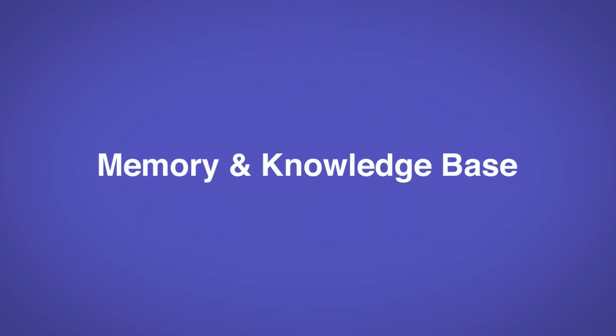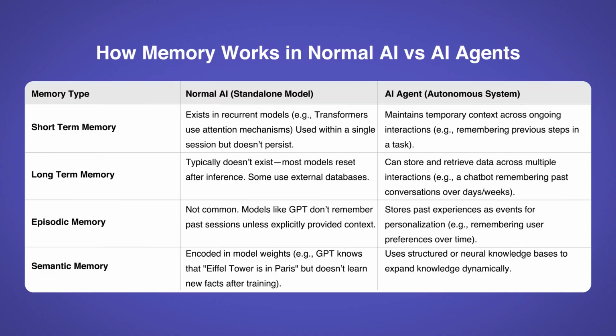Now, the cool thing is the memory and knowledge base. This also includes saving the state of the conversation or the process. Now, again, kind of similar to normal AI, but when you look at the specifics, they're actually quite different. So this is how memory works in normal AI versus AI agents.